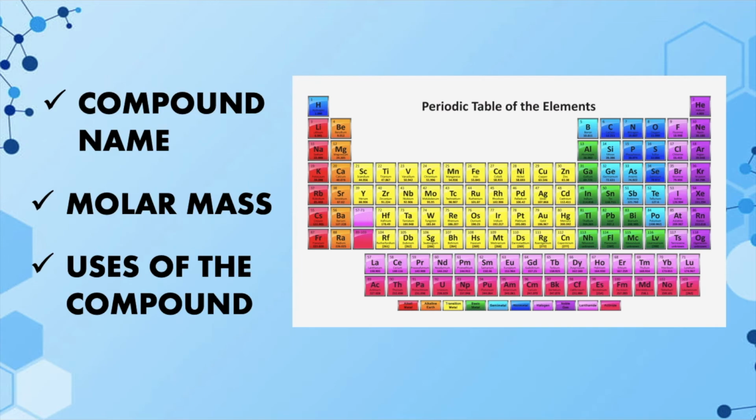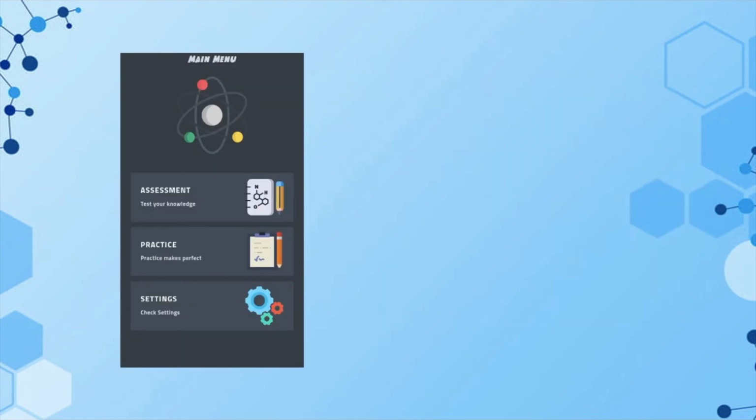If the user is not sure how to name the compound and calculate the molar mass, the student can directly click the question mark icon located on the left side of the screen to be provided with the rules in naming ionic compounds and the steps in calculating the molar mass. The user can also click the application icon to know the function and uses of the certain compound.